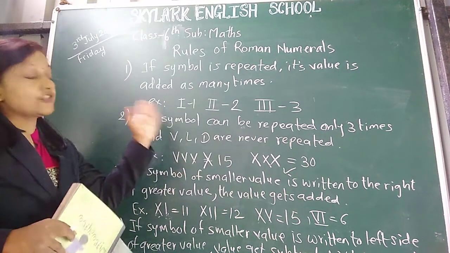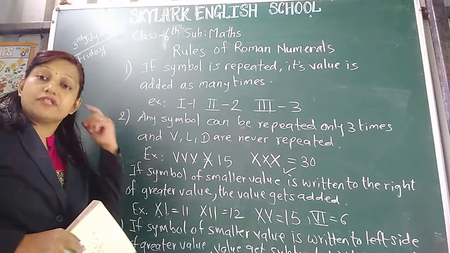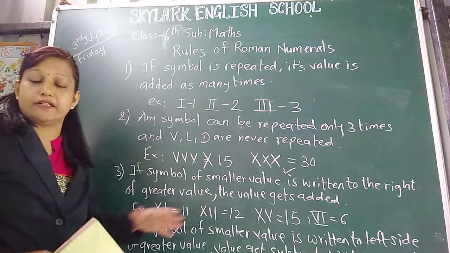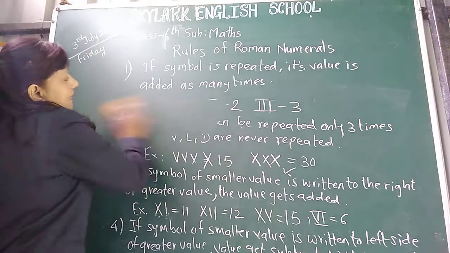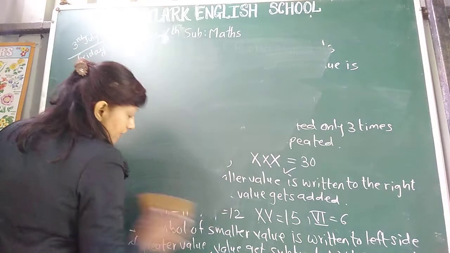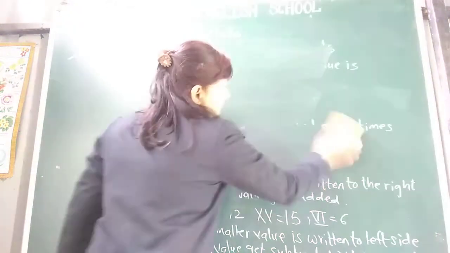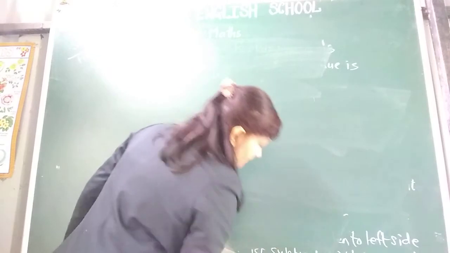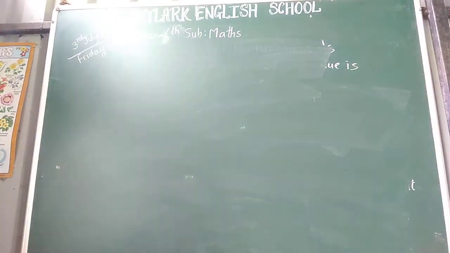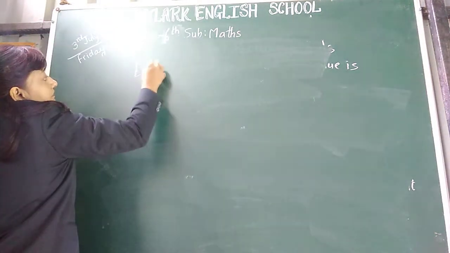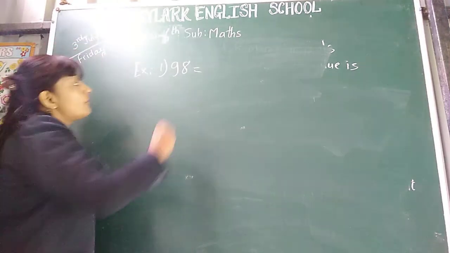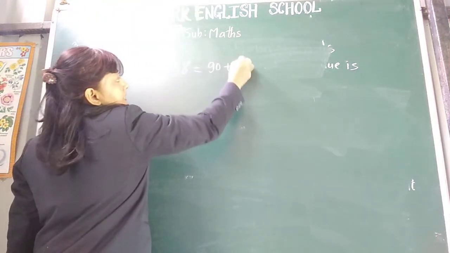Now, what is the relation that it is included in our chapter? Because you have already studied these Roman numerals in the 3rd standard, 4th standard. So now I am going to tell you how it is included in the expanded form. In expanded form we have to write it. For example, if the number given is 98, then what is the expanded form of 98? That is 90 plus 8.